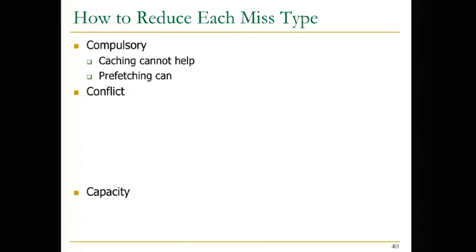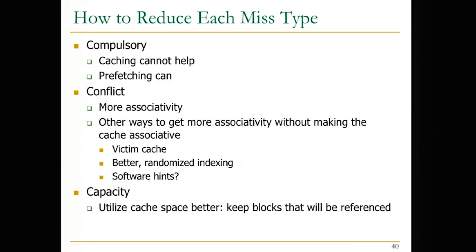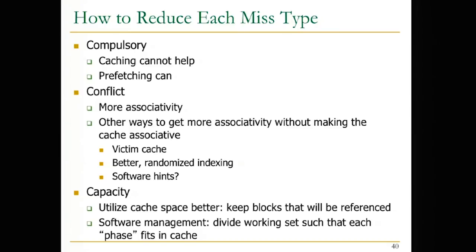Modern processors employ reasonably sophisticated prefetching mechanisms because memory latency is a big problem and caching is not enough. So for conflict misses, more associativity, of course, will help. Or there are other ways to get more associativity without making the cache more associative, because associativity comes at a cost. And we're going to talk about some of these. Capacity: if you get capacity misses, maybe you can utilize the cache space better, keeping blocks that will be referenced. Or you can do better software management. You divide your working set such that each phase fits into the cache. That way you don't require more capacity. You basically tweak the software such that you don't require more capacity at a given time.